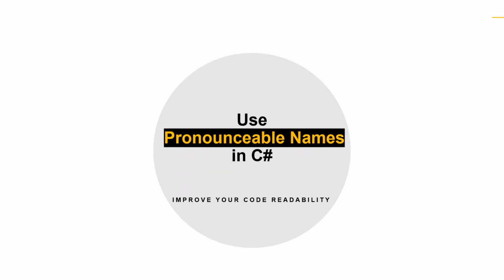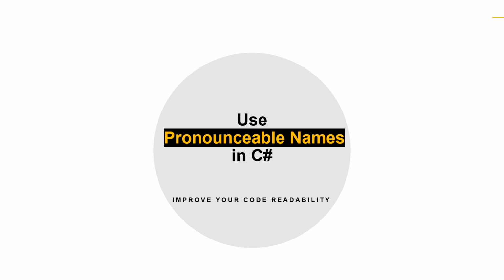Have you ever struggled to understand the meaning of a variable or function in someone else's code because the name was difficult to pronounce or decipher? Using pronounceable names in your code is an important practice that can greatly improve its readability. If the names are not pronounceable, it can be harder to understand and work with the code, and it can also increase the risk of errors and confusion.